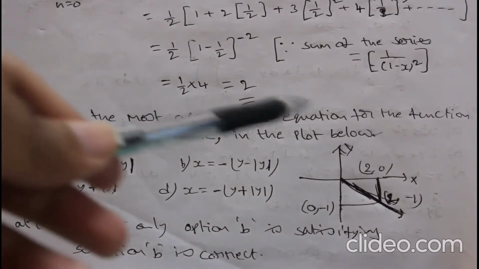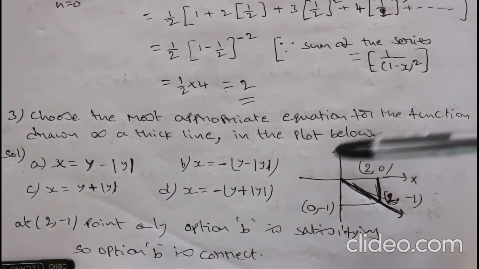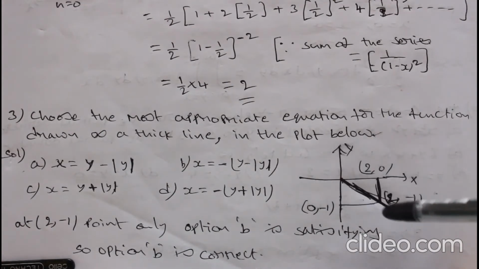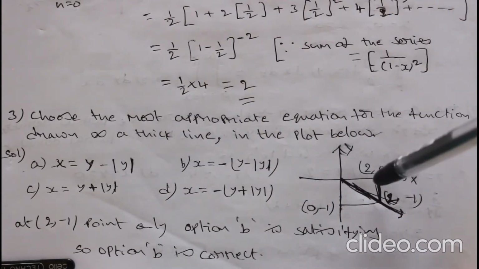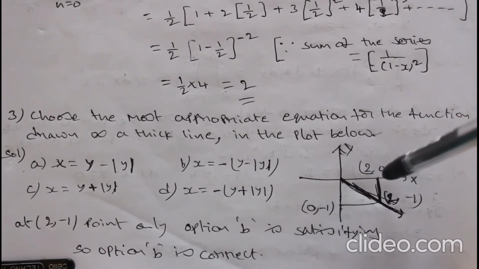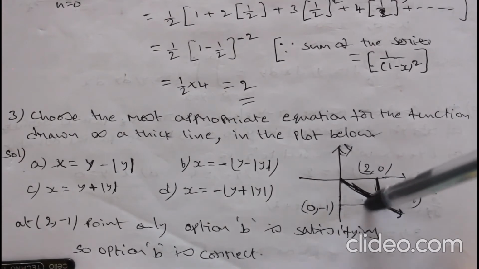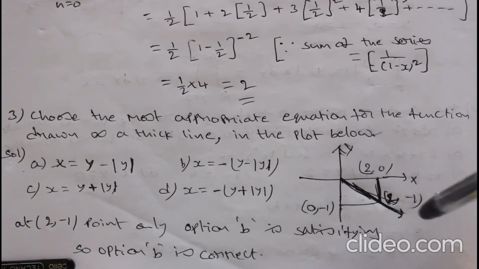Choose the most appropriate equation for the function drawn as a thick line in the plot below. Okay, this is the plot, friends, in the xy plane. This is the line, and we are asked to find which equation is satisfying this line. Look at this, here 0.0 comma minus 1 is given, here 2 comma 0 is given, and this point will be 2 comma minus 1, a point passing through the line. So if you substitute x is equal to 2 and y is equal to minus 1, whichever equation is satisfying, that will be the answer.